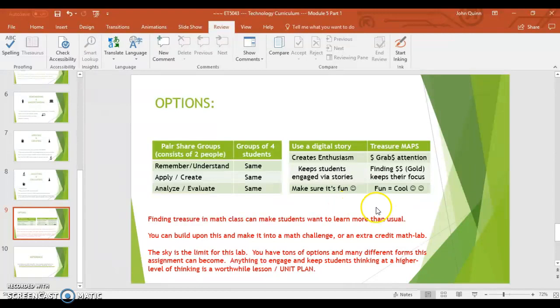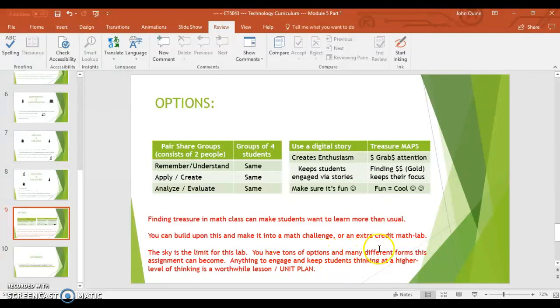Kids will like it. And in my situation, I made my storytelling about grabbing the attention from money, from gold. Money grabs the attention of the kids. It always did. Finding money or gold keeps their focus. Makes it fun. Fun equals cool. Makes them smile. They love it. Finding treasure in math class can make students want to learn more than usual. You can build upon this and make it into a math challenge or an extra credit math lab. The sky's the limit for this.